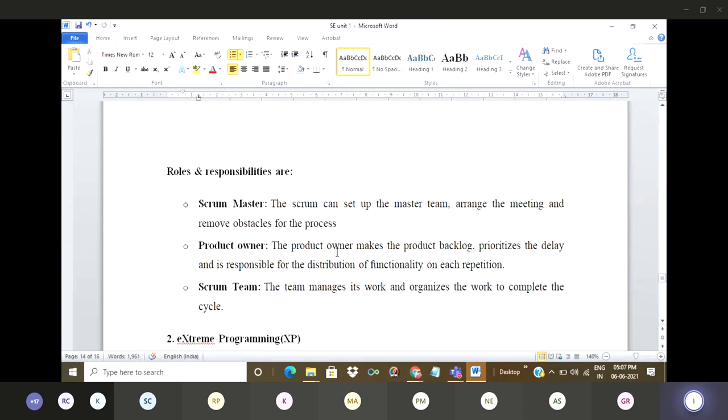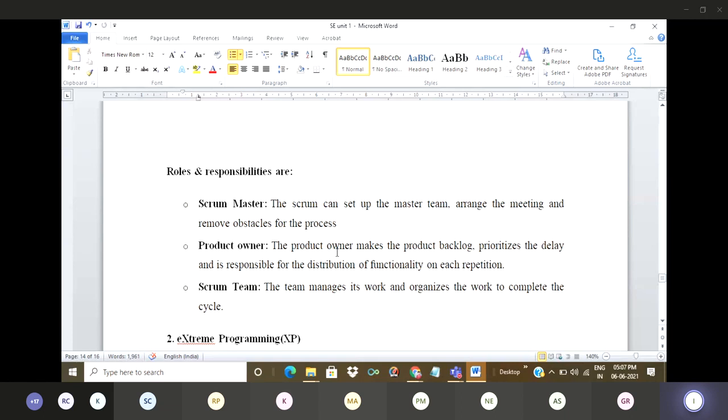And a DSDM project contains 7 stages. One is pre-project, feasibility, business study, functional model iteration, design iteration, implementation, post-project. Next is feature-driven development. Feature-driven development focuses on designing and building features. Next is lean software development.